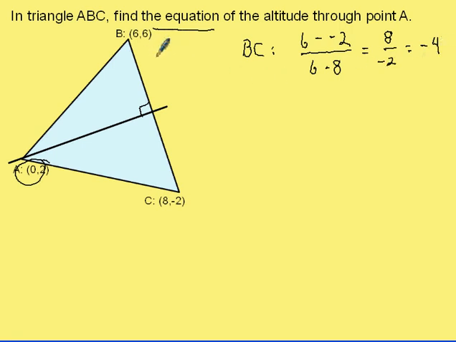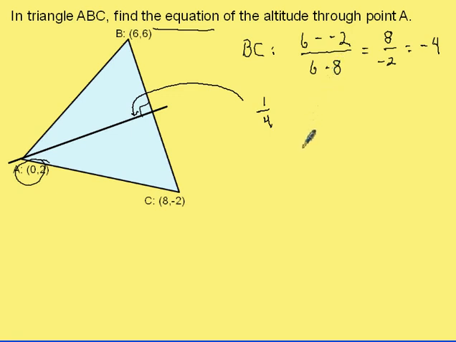Well, don't make the mistake of thinking that that's the slope of the altitude. That's the slope of BC. The slope of the altitude is the opposite reciprocal. So the reciprocal of 4 is 1/4. And this was negative, so we'll make this positive. So here's my slope of the altitude.